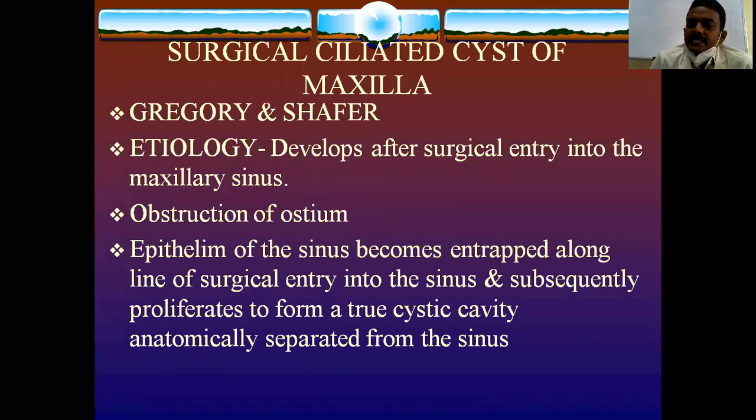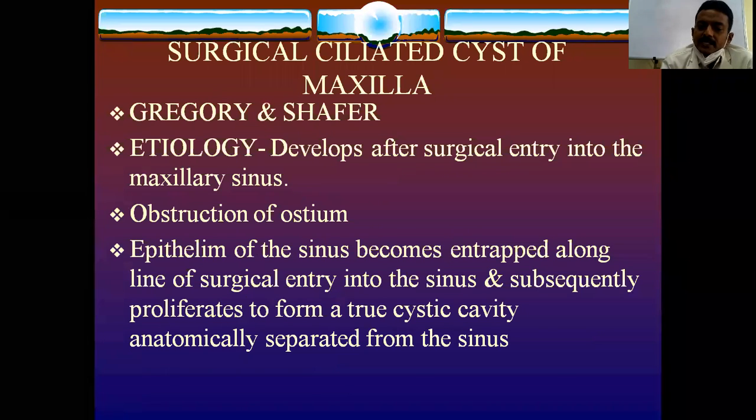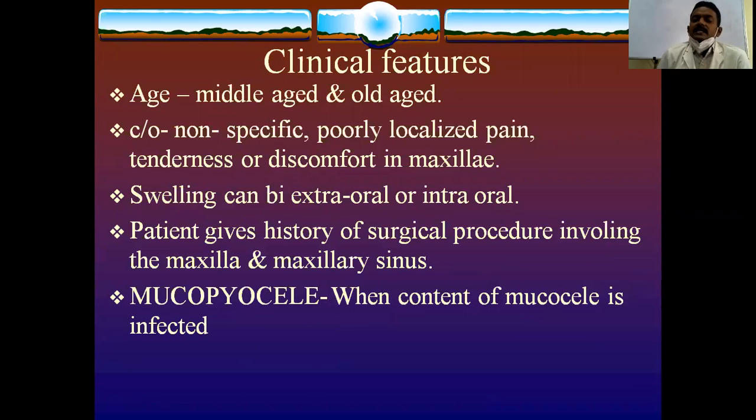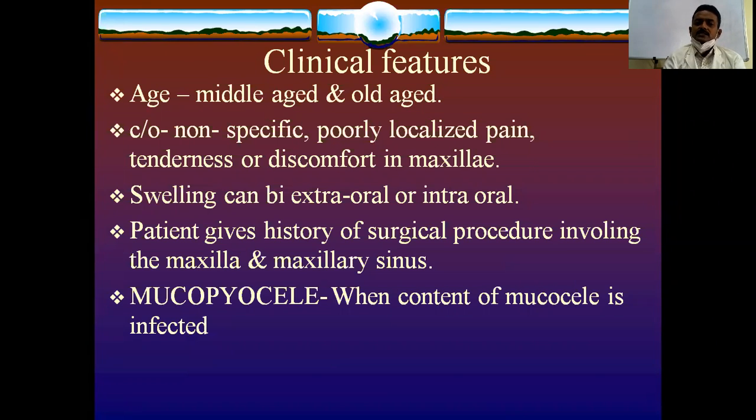Next one is a ciliated cyst of the maxilla. Epithelium of the sinus becomes entrapped along the line of surgical entry into the sinus and subsequently proliferates to form a true cystic cavity, anatomically separated from the sinus. Clinical features. Age: middle-aged and old age. In both cases we see this occurrence.